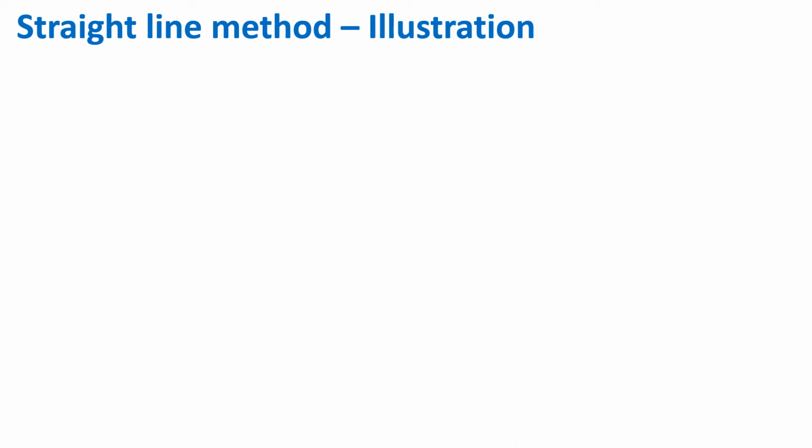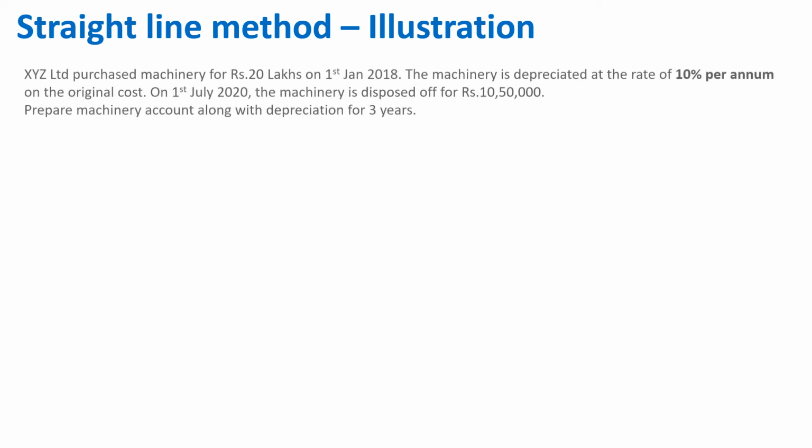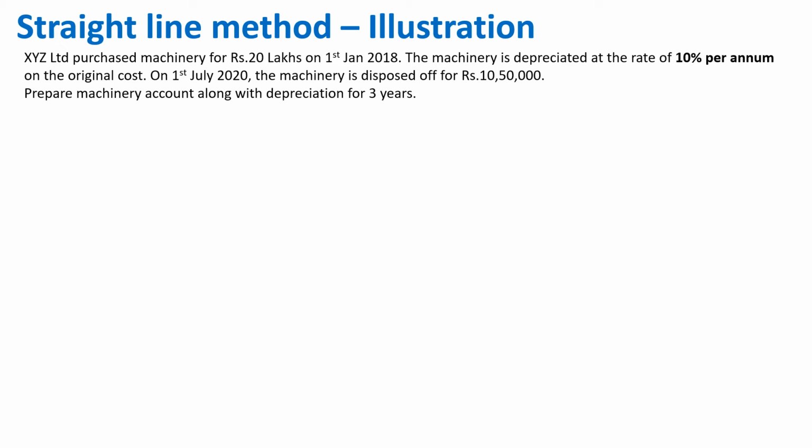Now let's try to understand the straight line method by taking one illustration. We'll check how the calculation of depreciation is made. XYZ Limited purchased machinery for rupees 20 lakhs on 1st January 2018. The machinery is depreciated at the rate of 10% per annum on the original cost. So if you see the first line, it is very clear. The acquisition cost is 20 lakhs. The company is paying 20 lakh rupees to buy the asset. The depreciation rate is 10% on the original cost. When it is on the original cost, it means it is a straight line method.